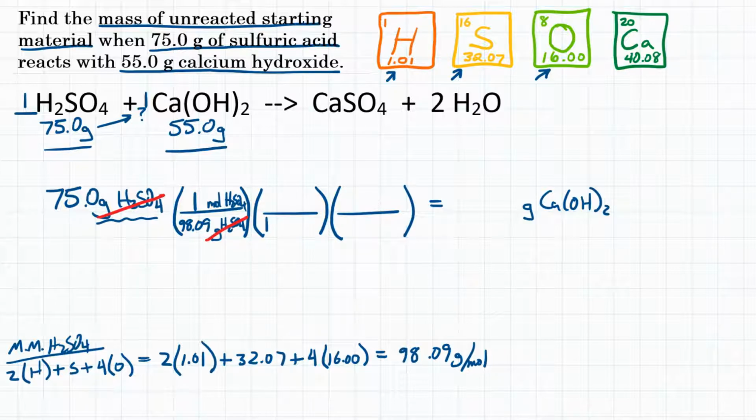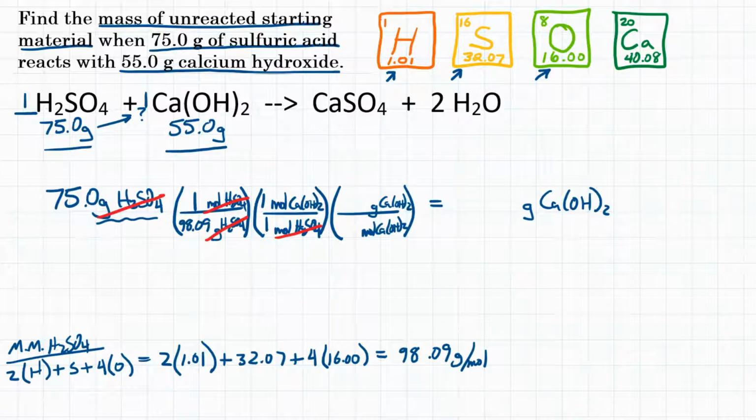So we can put 1 mole of H2SO4 on the bottom and 1 mole of Ca(OH)2 on top. That mole ratio will allow moles of H2SO4 to cancel, and we are left with moles of Ca(OH)2, which we can take and turn into mass of Ca(OH)2. So we need the molar mass of calcium hydroxide.